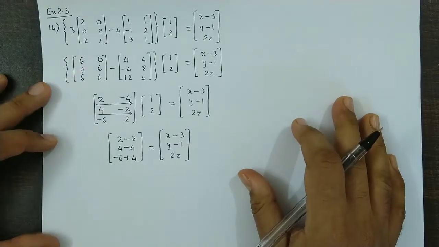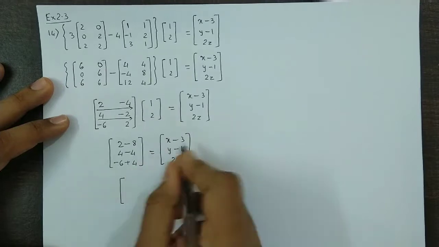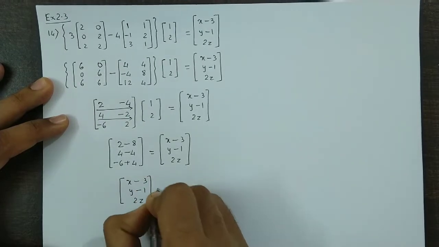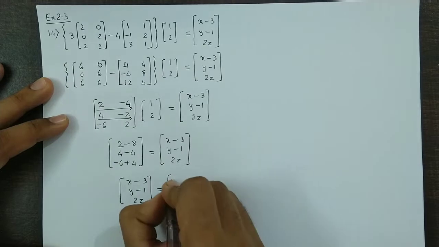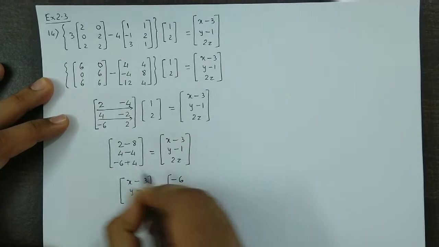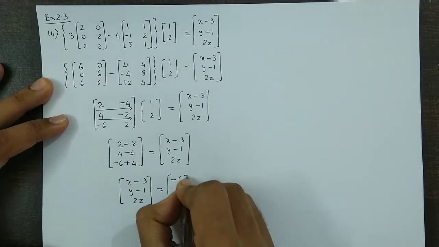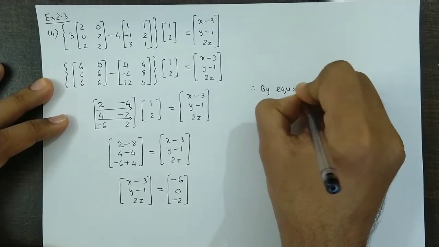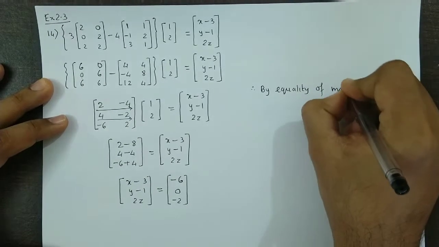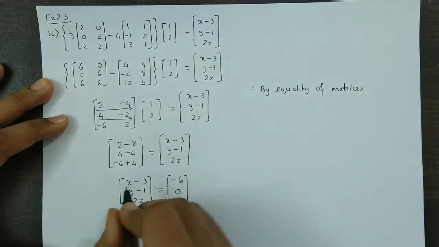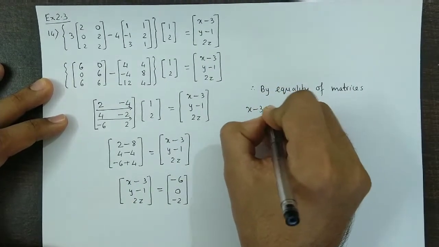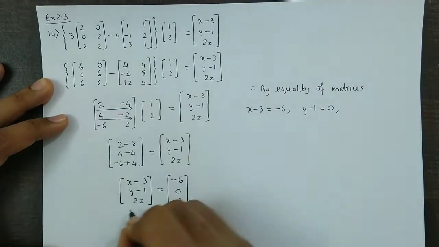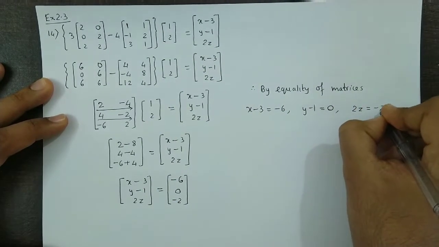Now if we simplify this, we just interchange the sides, so this is x minus 3, y minus 1 and 2z equal to 2 minus 8 is minus 6, this would be 0, minus 6 plus 4 is minus 2. Therefore, by the property of equality of matrices, we could equate the corresponding elements. So we equate x minus 3 with minus 6, y minus 1 with 0 and 2z with minus 2.